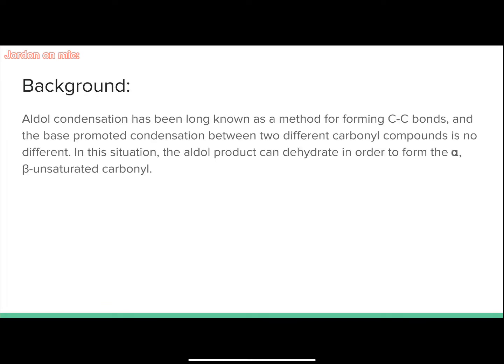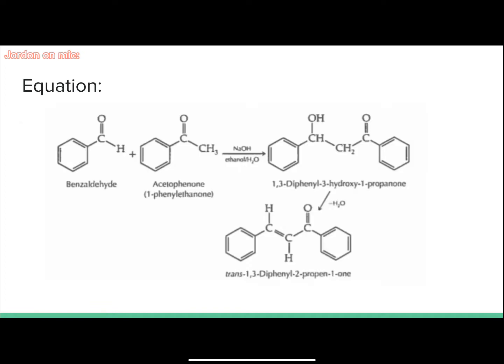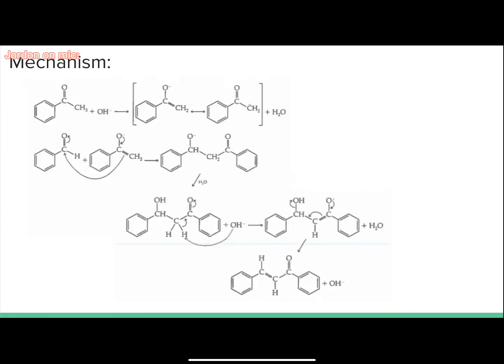Background. Aldol condensation has been long known as a method to form carbon-carbon bonds, and the base-promoted condensation between two different carbonyl compounds is no different. In this situation, the aldol product can dehydrate in order to form the alpha-beta unsaturated carbonyl. In the equation, the base-promoted addition of benzaldehyde and acetophenone with sodium hydroxide and ethanol or water forms this 1,3 product, then ending with the dehydration to form the trans 1,3 product.